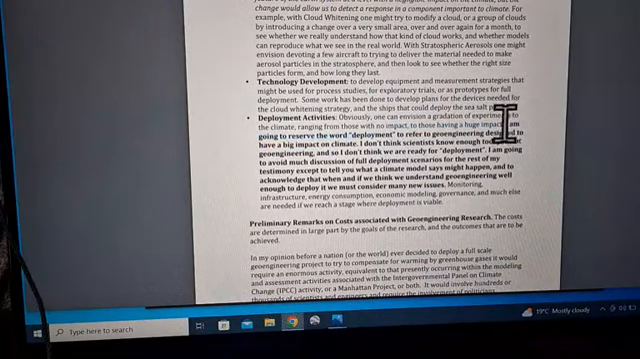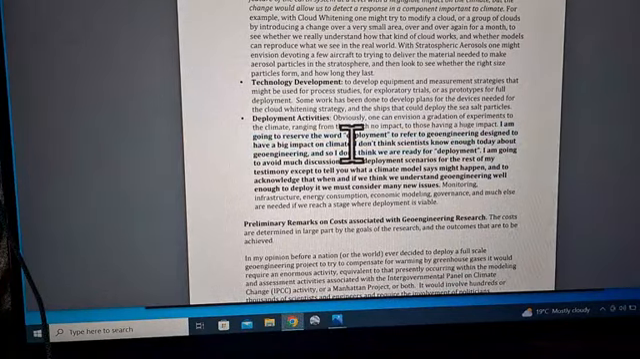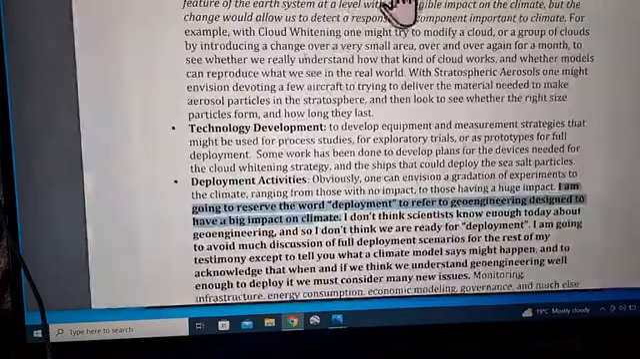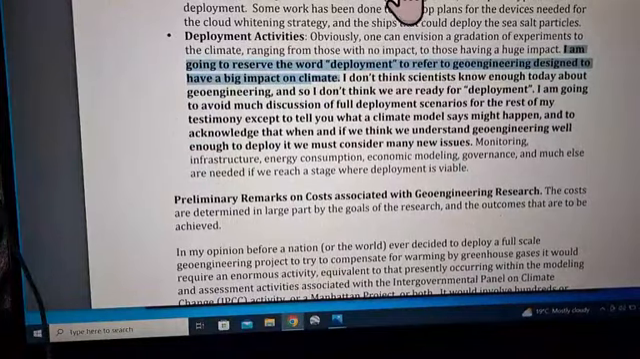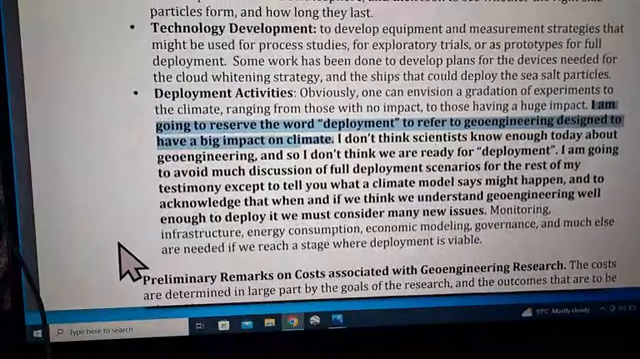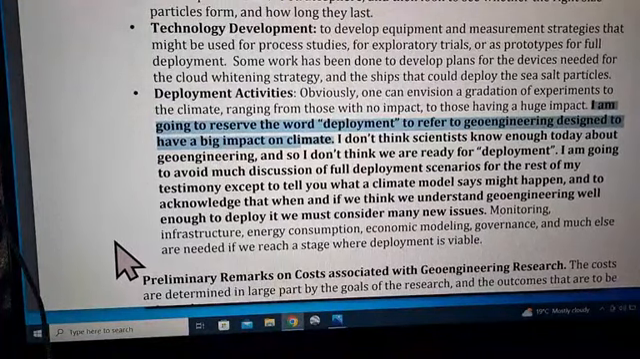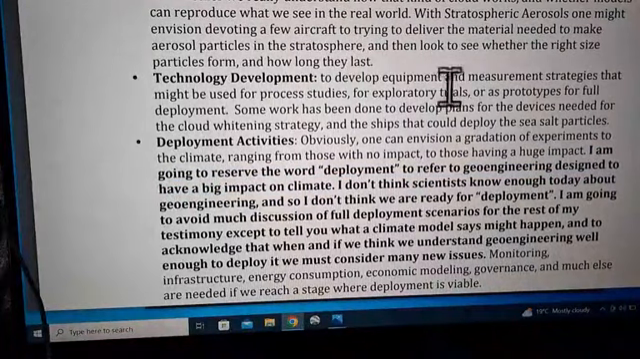You see this here? I am going to reserve the word deployment to refer to geoengineering to have a big impact on the climate. And I want you to see these sentences. This is only on page 3. It wouldn't take you long to get to this. Not long at all, if you gave a fuck about doing your own homework. Deployment activities. Right here before your eyes. Measurement strategies. It means you got to deploy stuff and measure it.